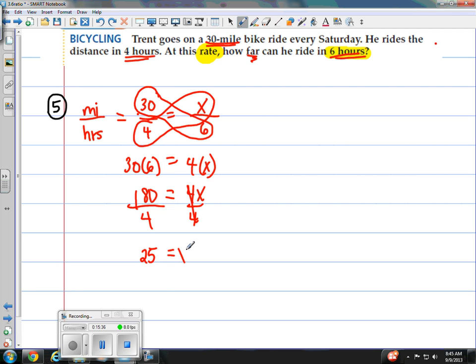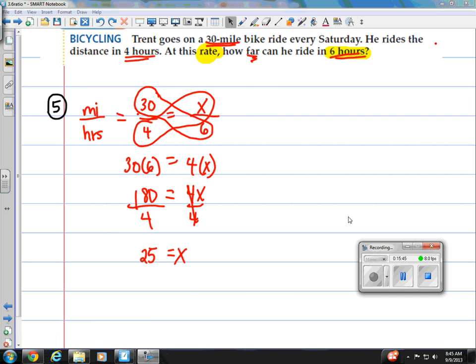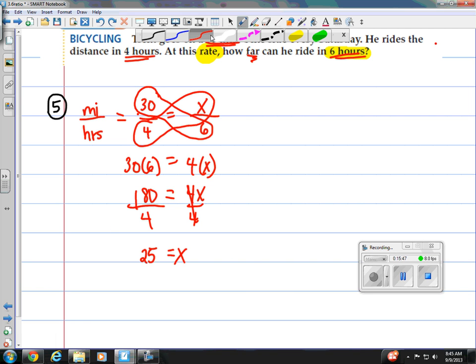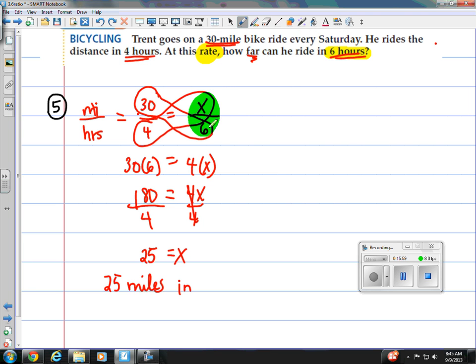equals x. And we need to take this one step farther because it's a word problem and it says at this rate how far. So we go back up here and we look, x was solving for miles. So that's 25 miles he can go in the 6 hours.